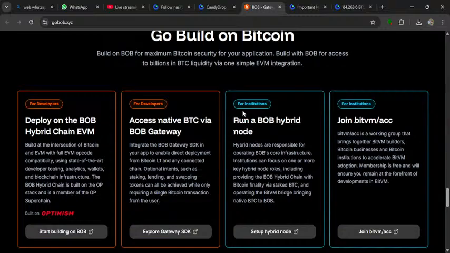Number three, run a Bob hybrid node. Hybrid nodes are responsible for operating Bob's core infrastructure. Institutions can focus on one or more key hybrid node roles, including providing the Bob hybrid chain with Bitcoin finality via staked BTC, and operating the BitVM bridge, bridging native BTC and Bob.